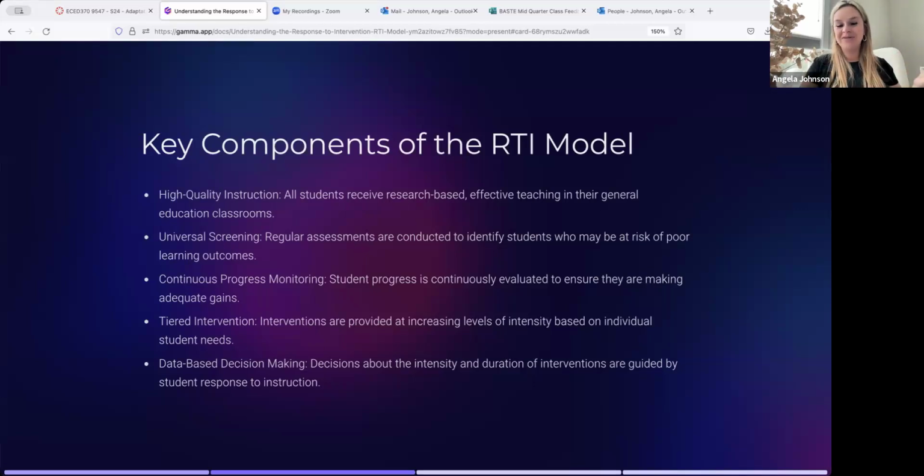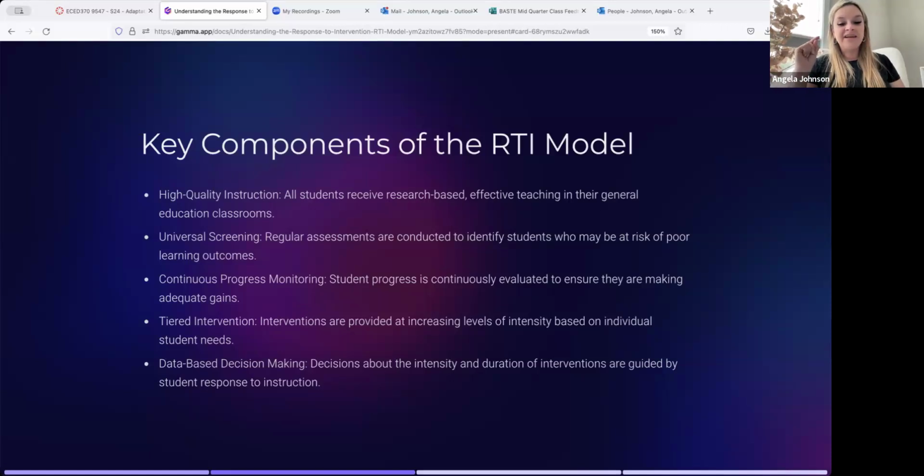And how are you defining success? Okay, are you using rubrics? What kind of assessments are you using? Are those assessments fair? Rethink your process in your teaching. Then the next one is tiered intervention. So another key component of the RTI model is what we'll call the tiered intervention.